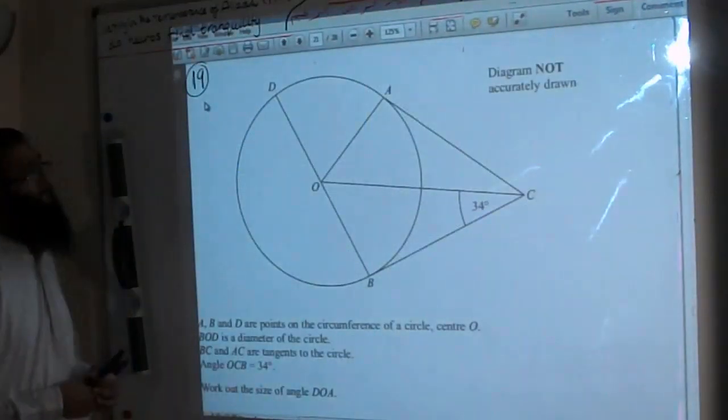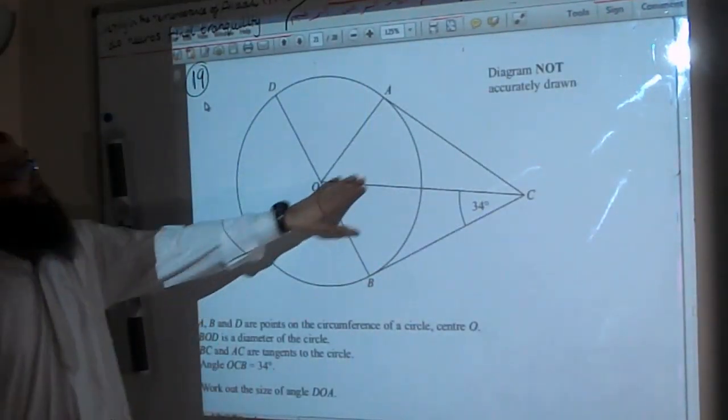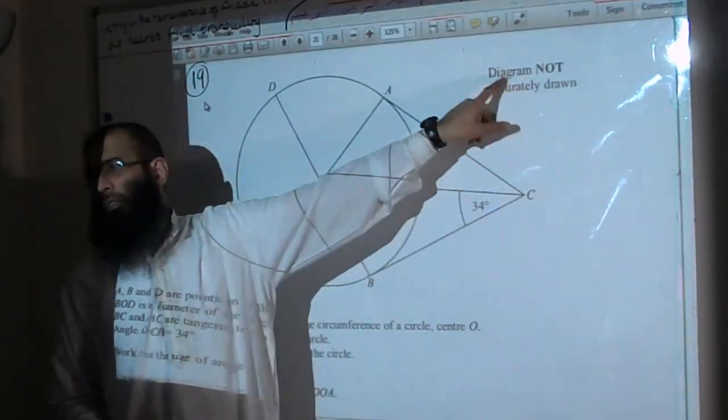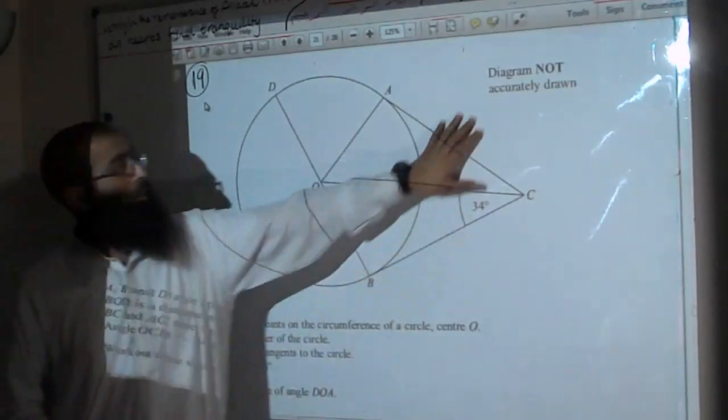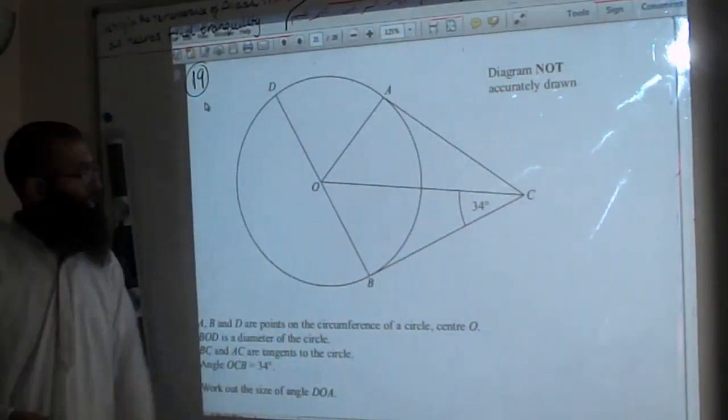Number 19. Let's have a look at this question. Diagram not accurately drawn, that's not there for a joke, folks. Please do not start measuring stuff in the exam. That's what that means. Don't start measuring, it's like a sketch.